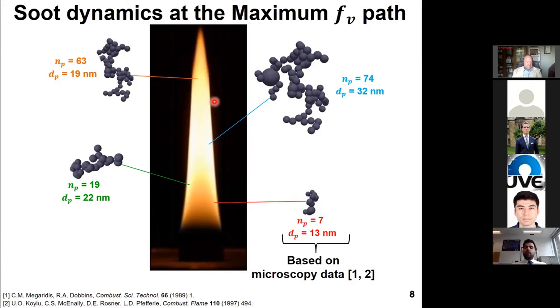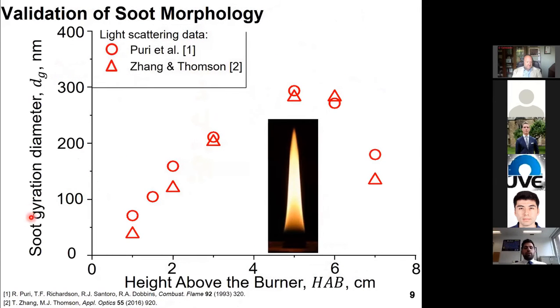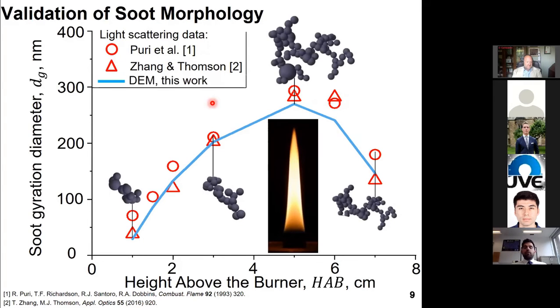So firstly, we would like to validate the morphology of our simulated soot agglomerates. In order to do this, we used the light scattering data of the soot gyration diameter obtained as a function of the height above the burner at the maximum volume fraction path of the Santoro flame. We have 2 different light scattering datasets over here. The original one from Puri et al., published back in 1993, and the one from Zhang and Thompson, published in 2016. And here you can see the evolution of the diameter of gyration obtained from our simulated soot agglomerates.